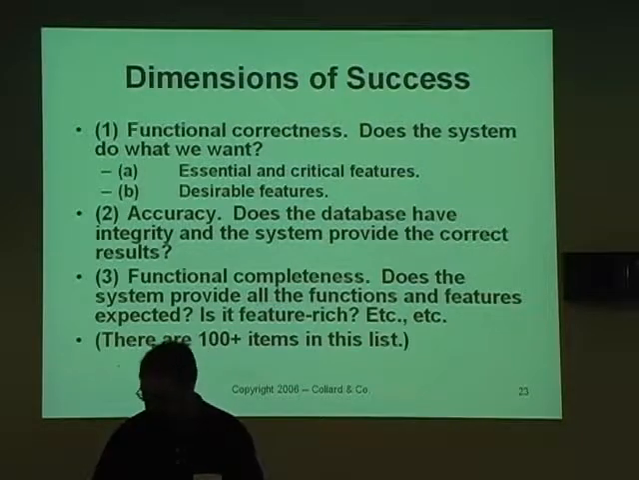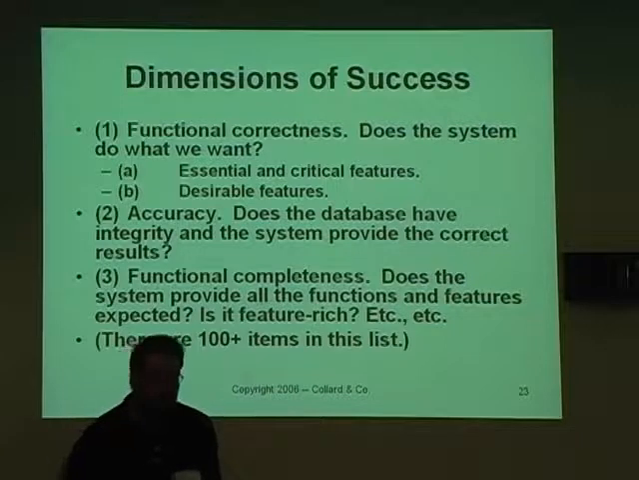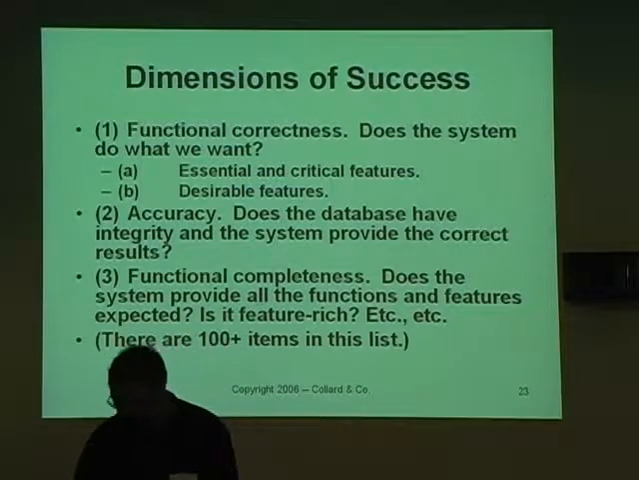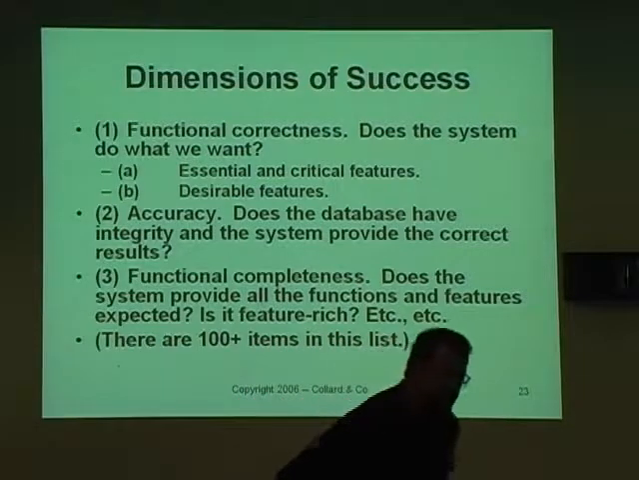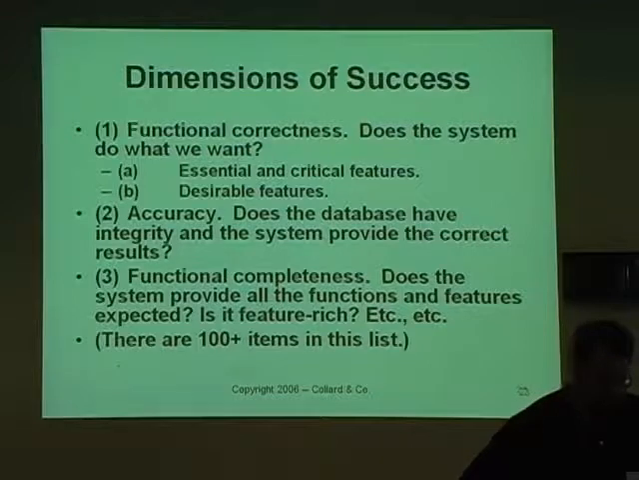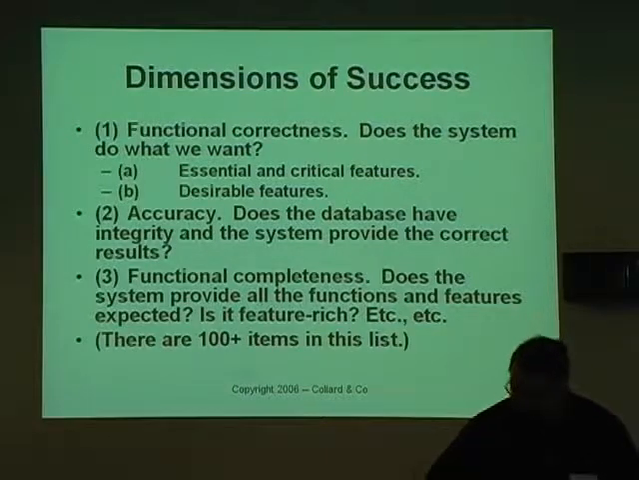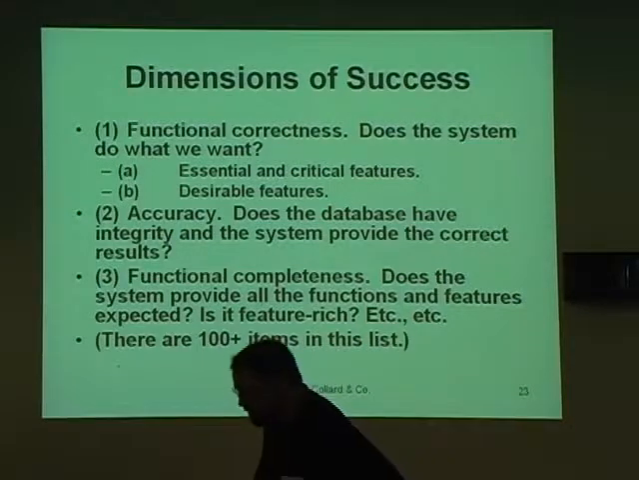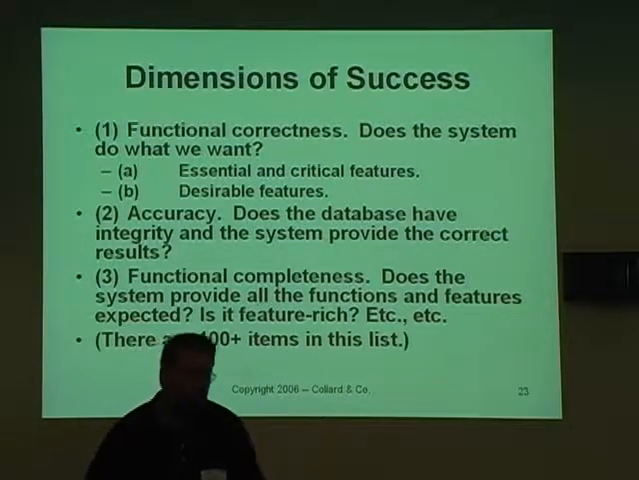Do we get the right data out of the database? Do we have a full set of features, that kind of thing? That's the first three. I have a list of well over 100 of these dimensions of success. That might include things like maintainability, portability, installability, survivability, sustainability, marketability, salability of the software we're selling, and so on, performance, reliability, robustness, all these kinds of things, many different aspects of success.